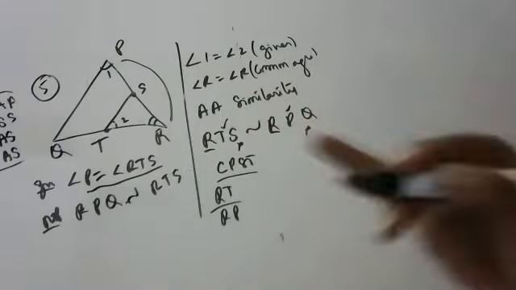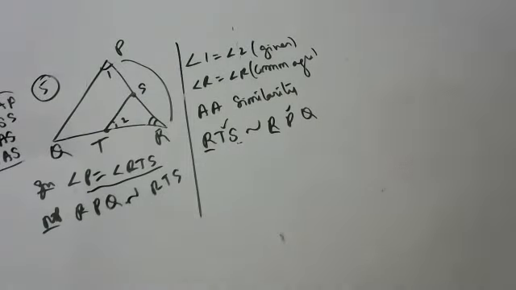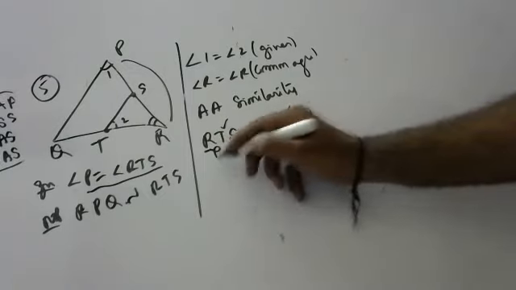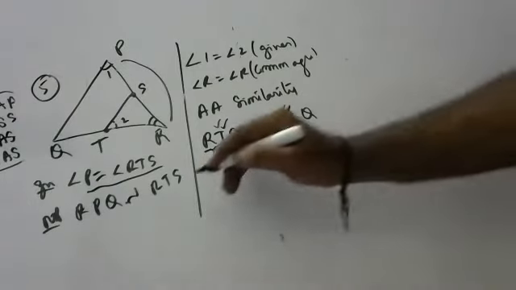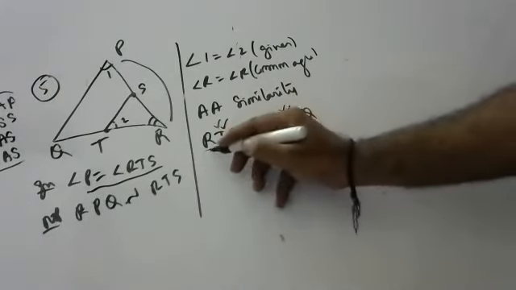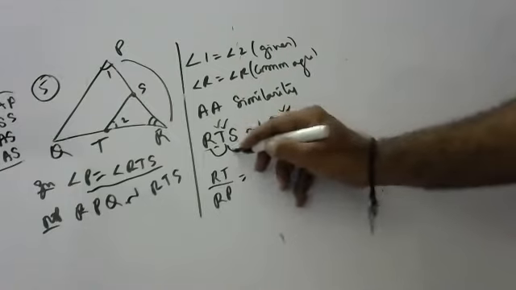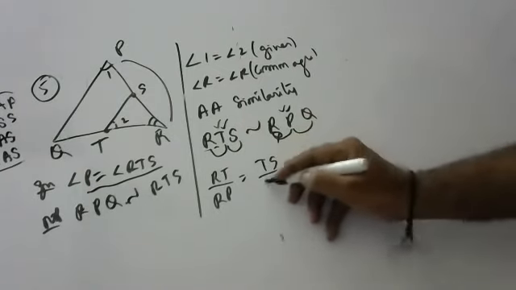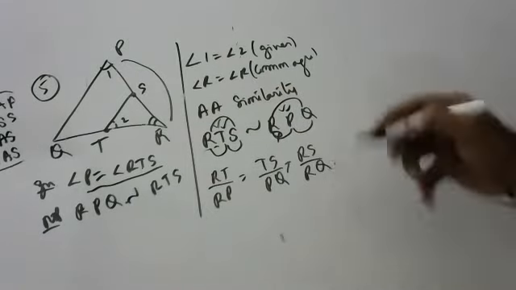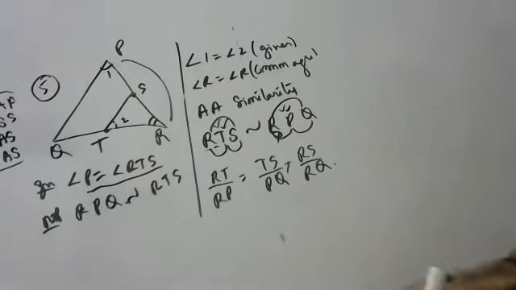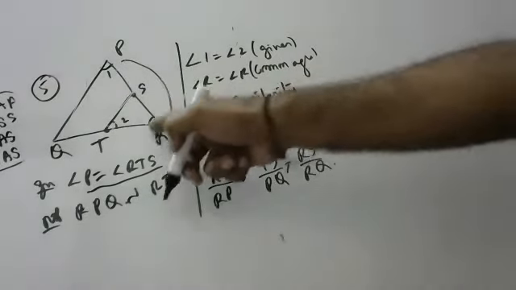Those who did not understand, please see here, children. You should be careful with this. If not, the triangles are not congruent. See, children, angle R should be same, angle P should be same, and S and P automatically came. Those who did not understand what to take, I am saying an easy method. RT by RP, TS by PQ, RS by RQ.